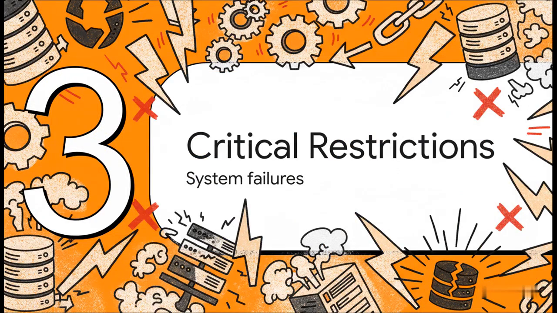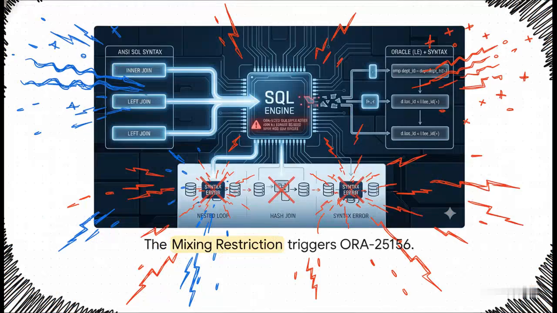Section 3, critical restrictions and errors. This is where the system fails. So let's talk about catastrophic parser failures. Imagine pumping ANSI SQL syntax into the engine alongside legacy Oracle syntax. When you try to use that legacy plus operator with an ANSI inner join keyword, it throws that massive, dreaded error that gives developers absolute nightmares, ORA-25156. It explicitly states that old-style outer joins cannot be used with ANSI join syntax.